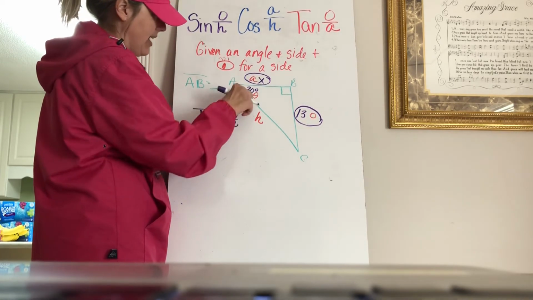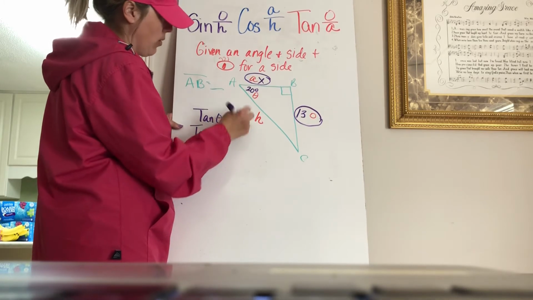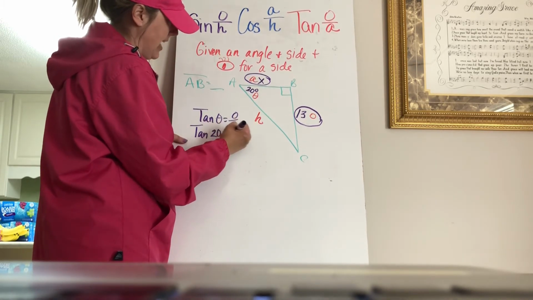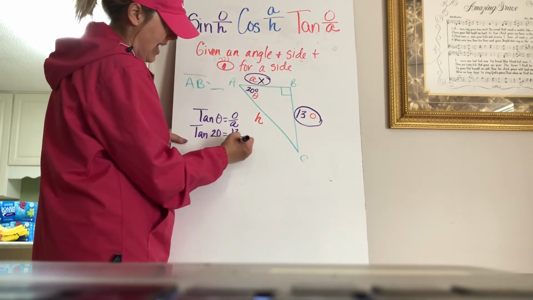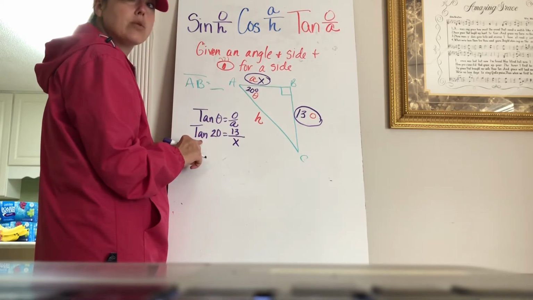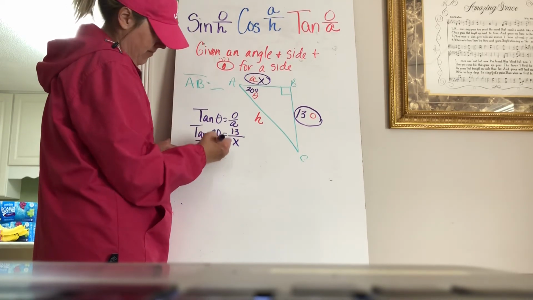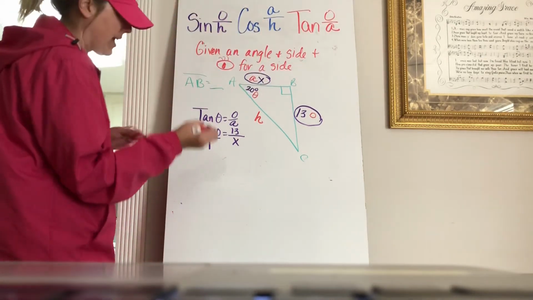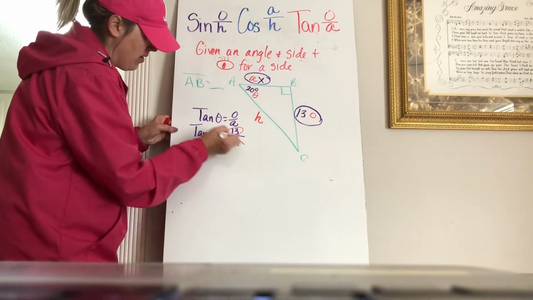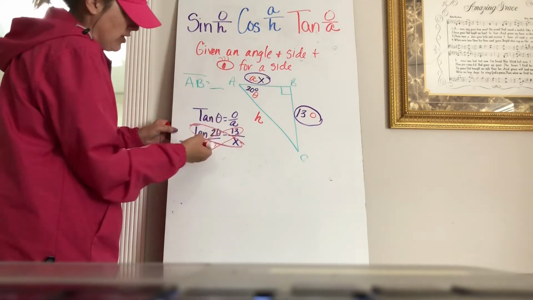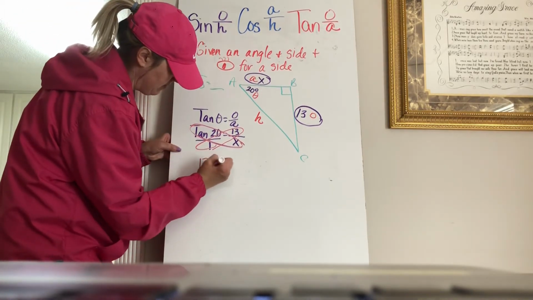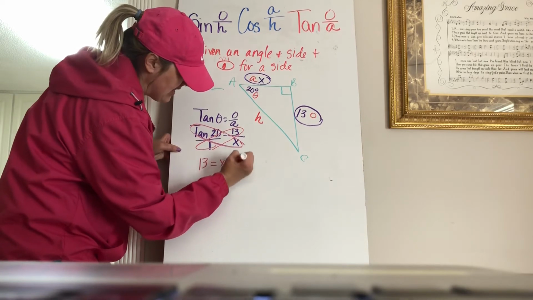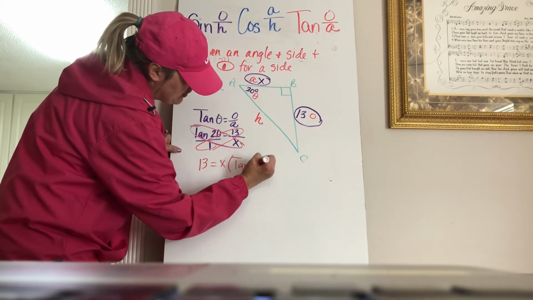Tan, what was my theta? 20 equals O, which is 13 over A, which is X. What do I put under the tan of 20? You put a 1. Okay? Now from here, I'm going to butterfly it out. This was a little more complicated. Boom, boom. Okay? 13 times 1 is 13. And then we say X times the tan of 20.